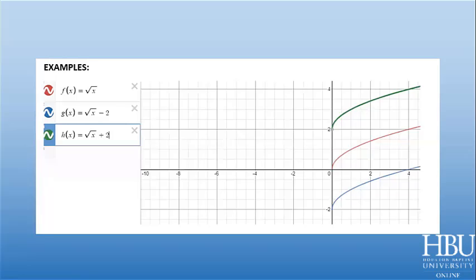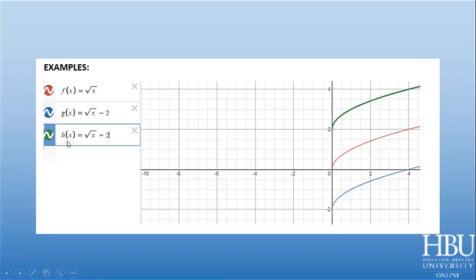Let's look at an example. Suppose f of x is the square root function. f of x is square root of x. That would be this red graph here. If I define g of x to be the square root of x minus 2, the red graph would be shifted down 2 units to form the blue graph of g of x. The point (0, 0) on f would shift down to the point (0, -2) on g. The point (4, 2) on f would shift down 2 units to the point (4, 0) on g.